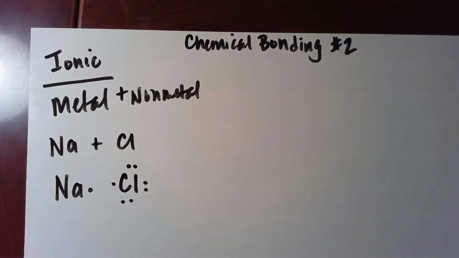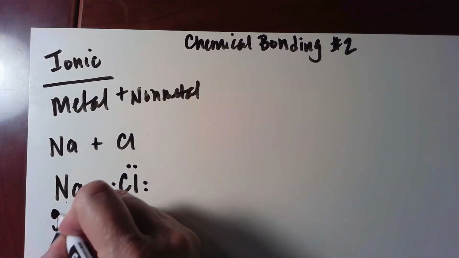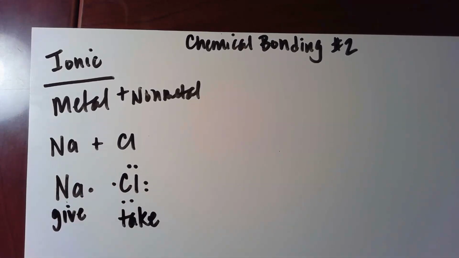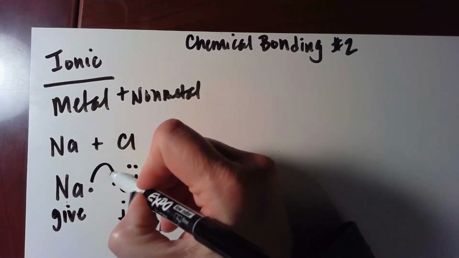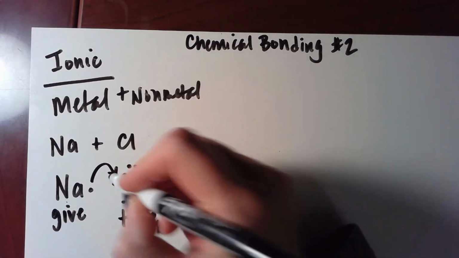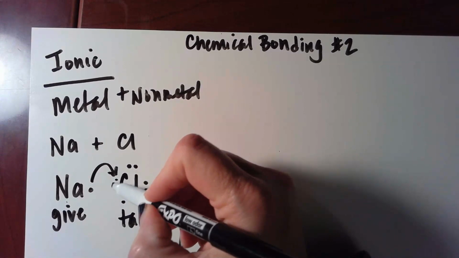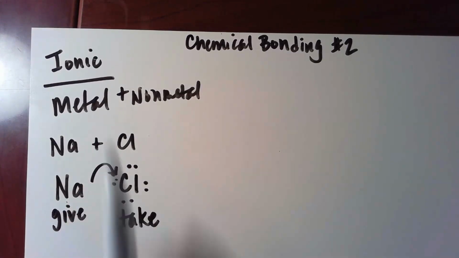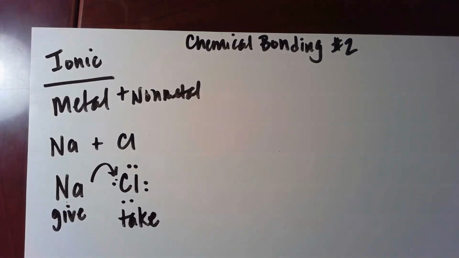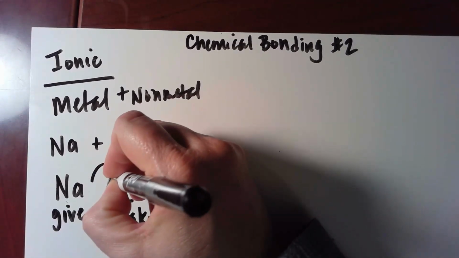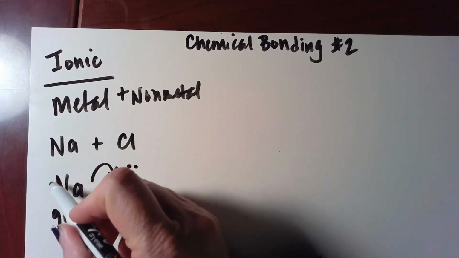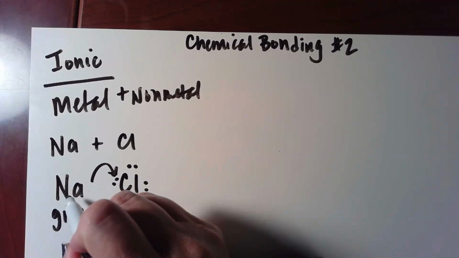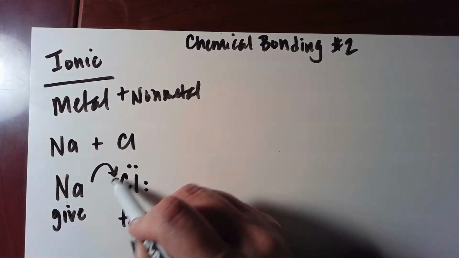And as we said yesterday, metals always give, nonmetals always take. So Na would give its electron to chlorine, and if it does that, now chlorine has 1, 2, 3, 4, 5, 6, 7, 8, and sodium would be left with no electrons in its outermost shell, and be happy because now both of them are like noble gases, sodium with its full shell underneath and chlorine now with its 8.